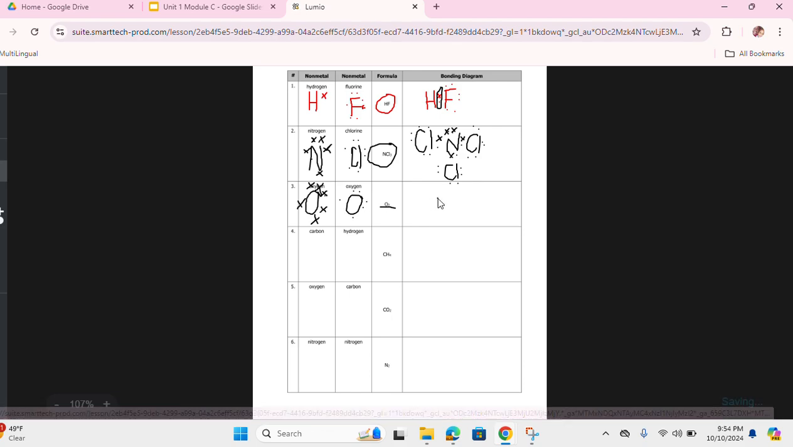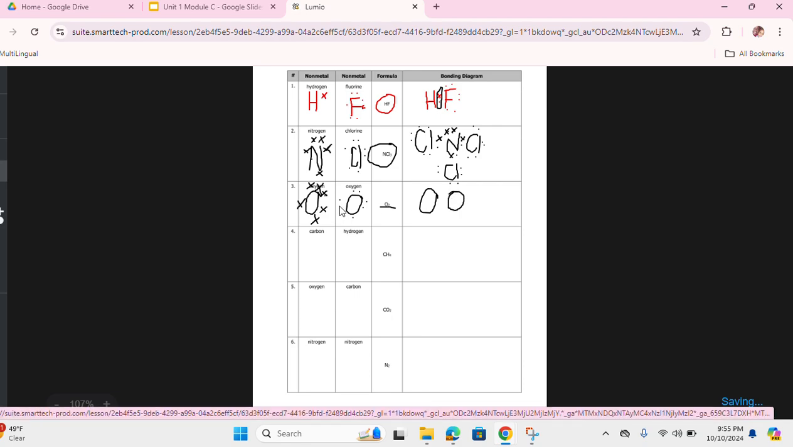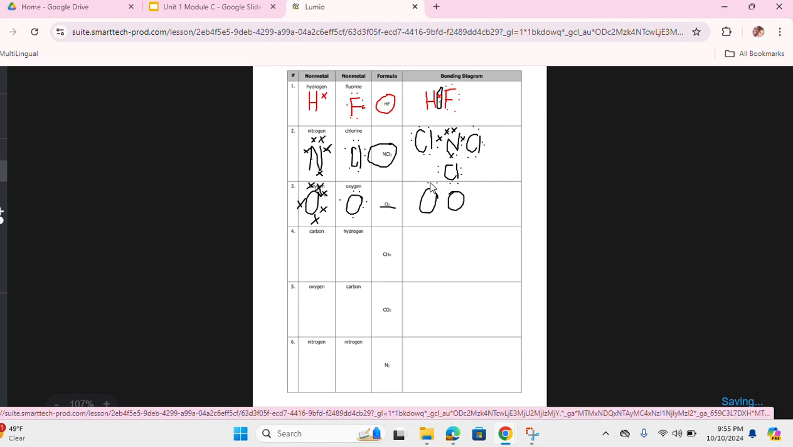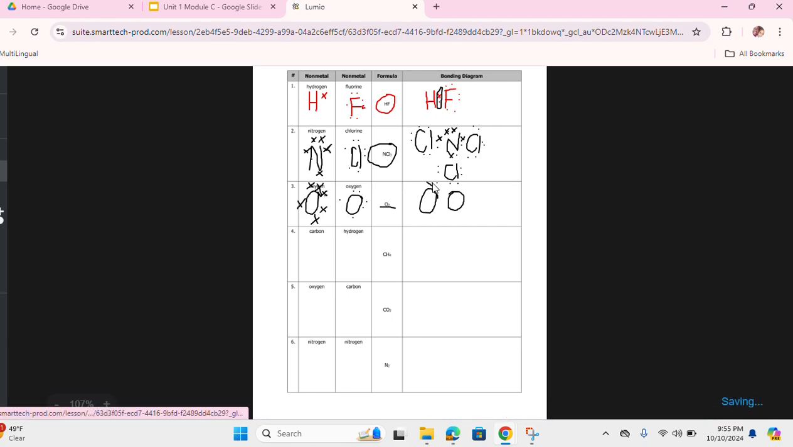So this one is a little tricky because remember, they can share one pair of electrons, two pairs of electrons, or even 3 pairs of electrons. Oxygen needs 2 electrons each, so oxygen forms a double bond. So I'm going to put 2 electrons here. Oh, this one will be X's. And 2 electrons here at the bottom.